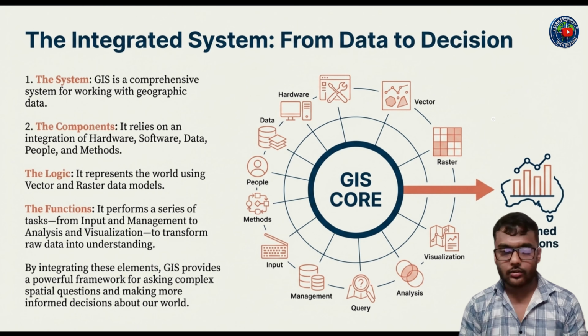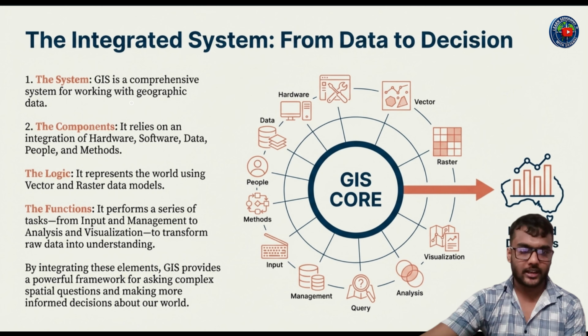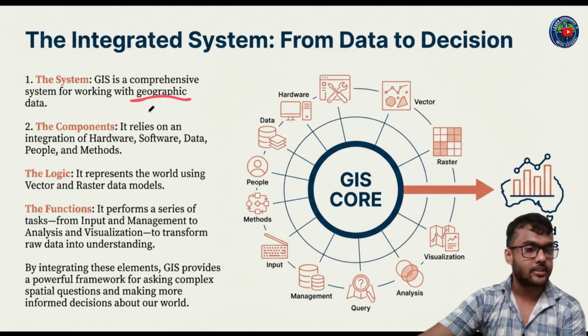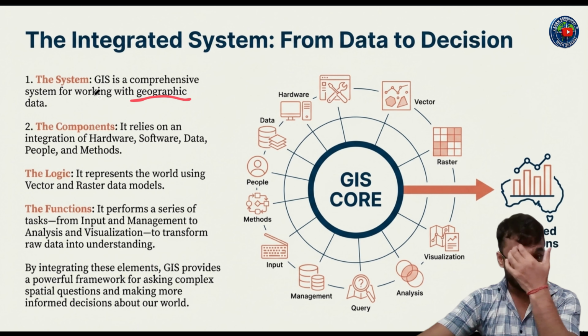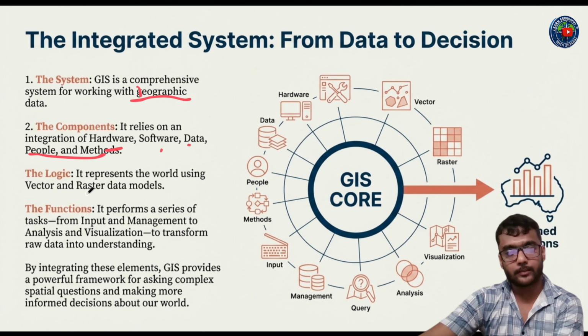Okay, to summarize the core of GIS, that means Geographic Information System. GIS is a comprehensive system for working with geographic data. Geographic data means geospatial data, meaning its location, latitude, longitude, etc. It defines geographical phenomena on the earth's surface. Then map making procedures use geographic data, which may be satellite data. It relies on an integration of hardware, software, data, people, and methods. There are 5 basic components of GIS systems: hardware, software, data, people, and methods. Then it represents the world using vector and raster models.